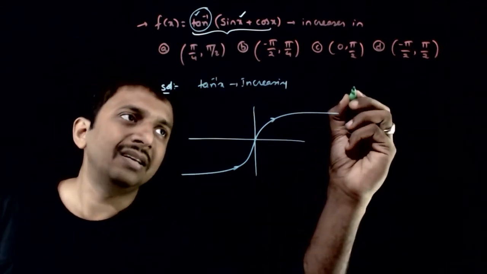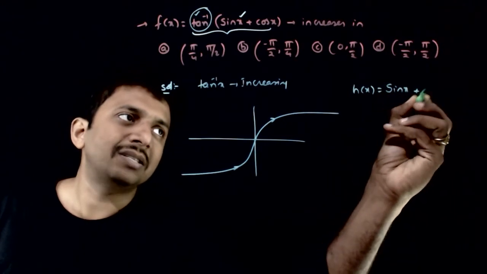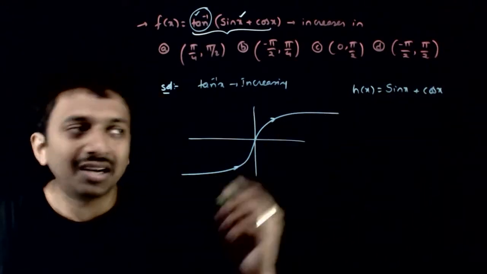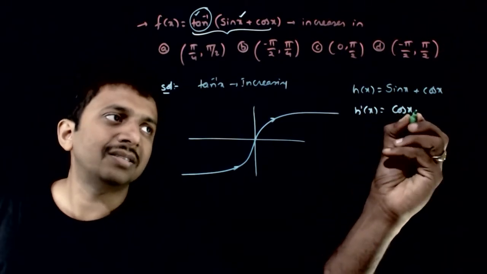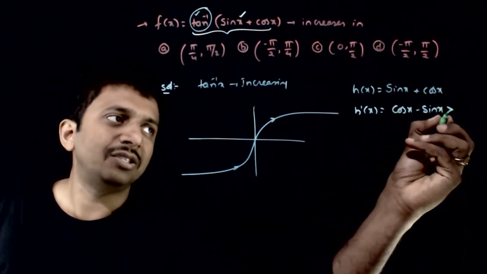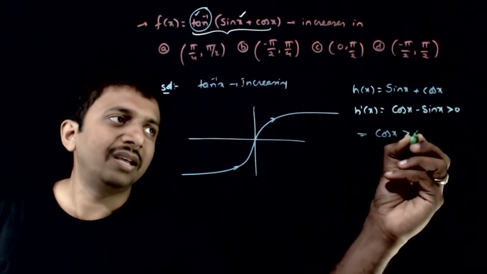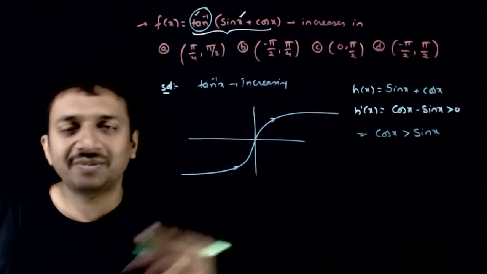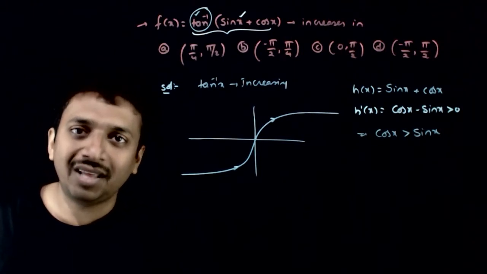So if you take h of x is equal to sin x plus cos x, if I want to find the increasing interval of this, I'll take h dash of x is equal to cos x minus sin x. This should be greater than 0. This implies cos x should be greater than sin x. So you just need to find the interval where cos x is greater than sin x.